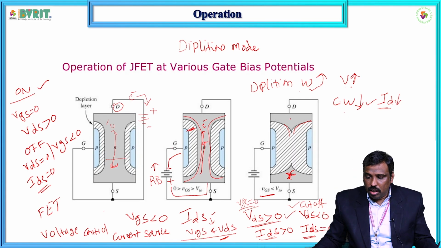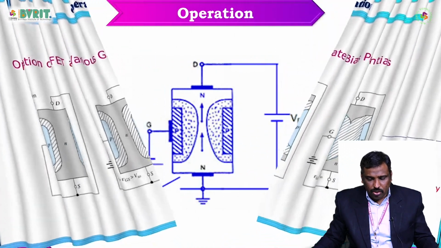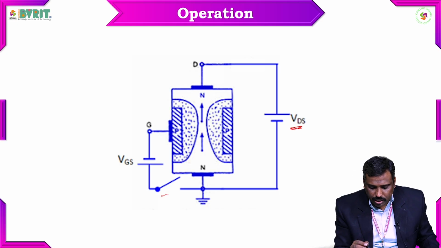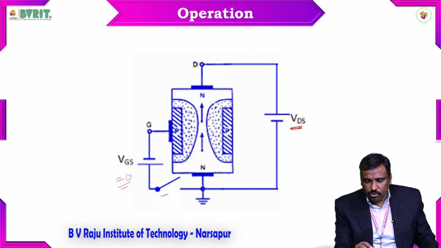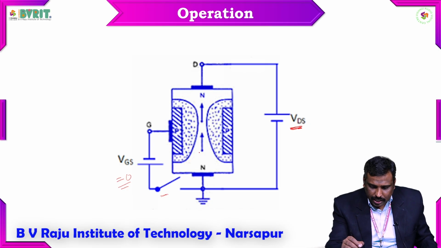So this is about the operation of JFET with respect to VGS as well as VDS. We can observe here, I am applying only VDS. I have turned off the VGS, meaning VGS equals 0 because it is an open switch. There is no connection. So we are only applying the VDS, and there is a channel.